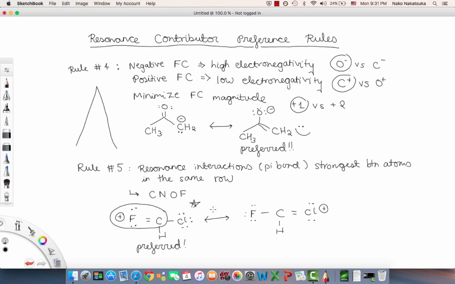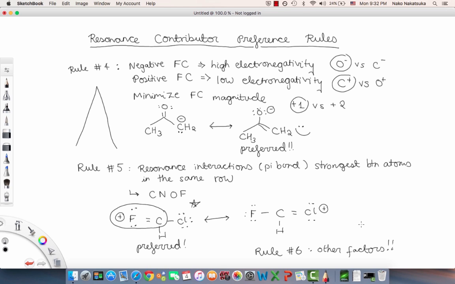Finally, rule number 6, which I'm going to draw right here because there's not much to say, is that there's other factors, which I'm not going to talk about just yet, such as aromaticity, that we will encounter later in upcoming chapters. So just keep that in mind and stay excited for more exciting topics that are upcoming. And so violations to the resonance contributor preference rules exist, but they're uncommon.